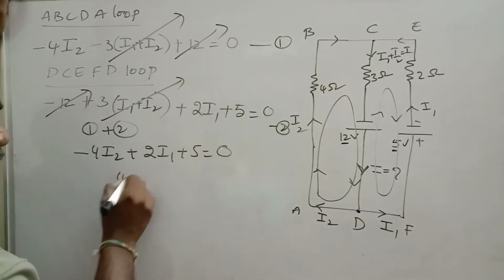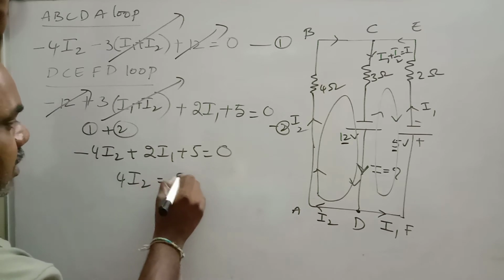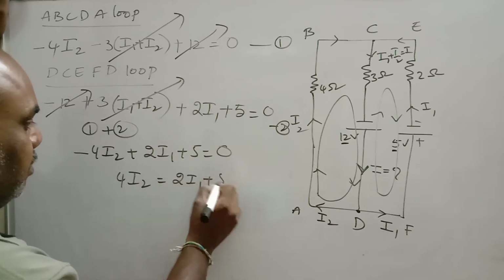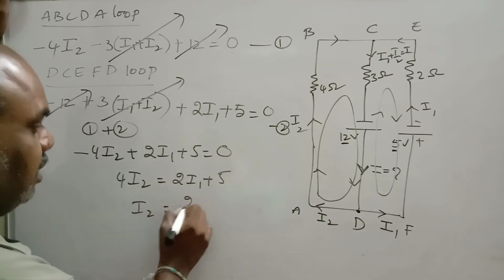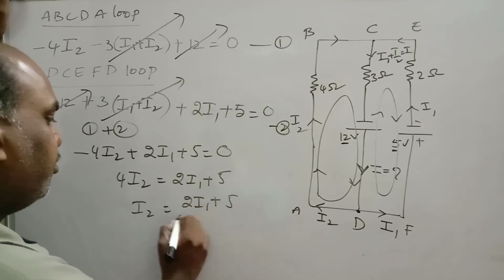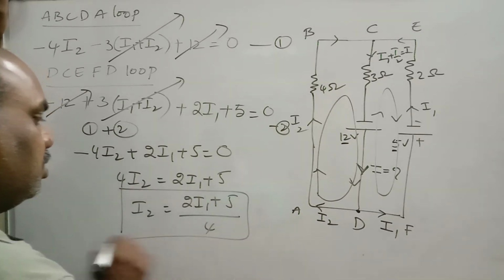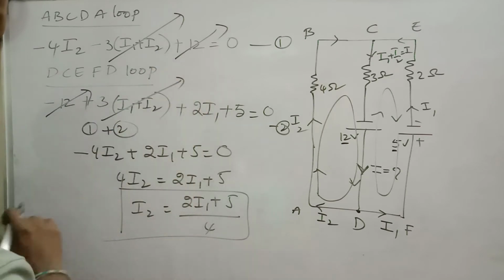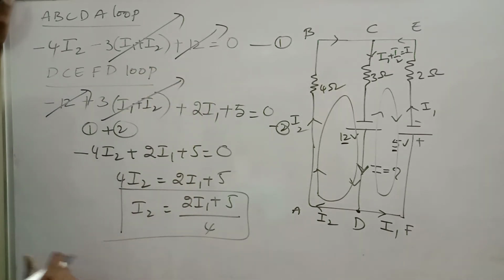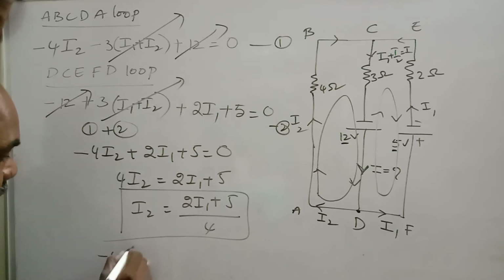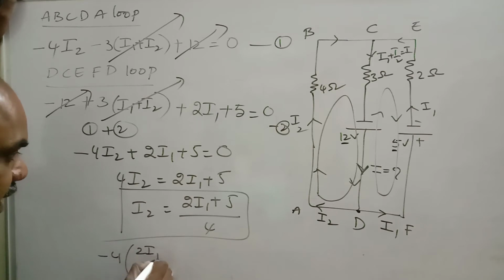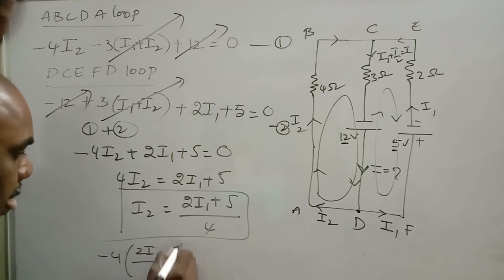If you send that to the other side, 4 I2 is equal to 2 I1 plus 5. I2 is equal to what will happen? 2 I1 plus 5 by 4. This is the I2 value. Substitute this I2 value in any one of the equations, then you will get the answer. Now what is the first equation? Take first equation here: minus 4 I2, and I2 is nothing but 2 I1 plus 5 by 4.